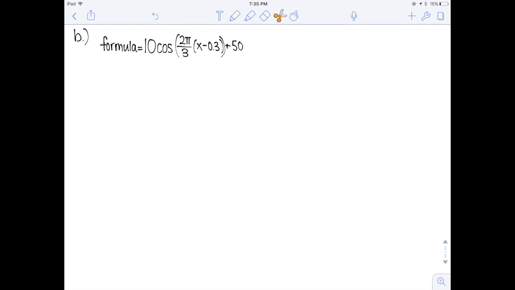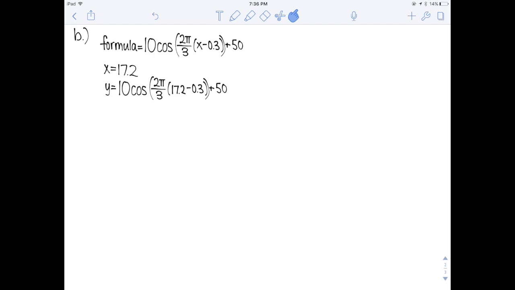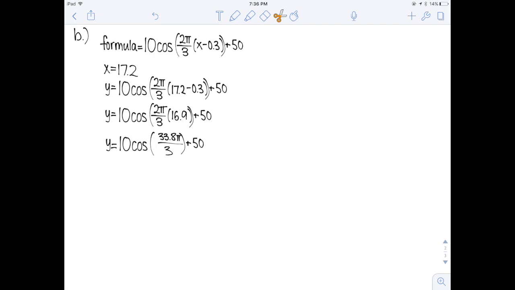The formula from part A is y equals 10 cosine of 2 pi over 3 times x minus 0.3, plus 50. Part B wants you to find the distance when the stopwatch reads 17.2 seconds. X equals 17.2. So y equals 10 cosine of 2 pi over 3 times 17.2 minus 0.3, plus 50. 0.3 gets subtracted from 17.2, and 16.9 times 2 pi over 3 equals 33.8 pi over 3.